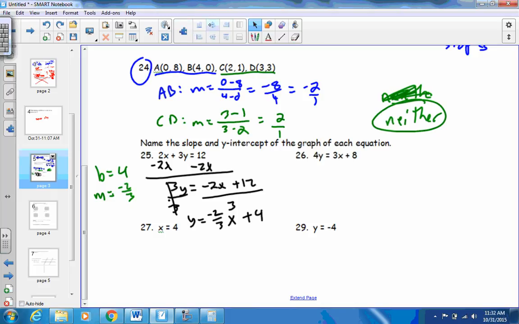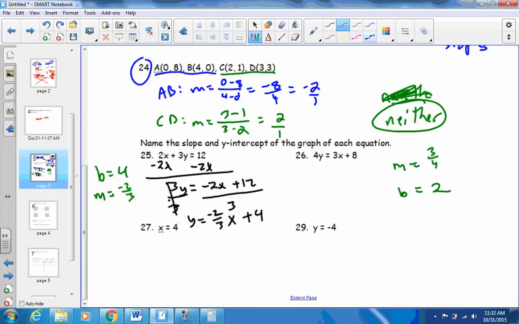So that would be how you do it similarly for number 26. If you were to do that, you'd find that the slope is going to be 3/4. The y-intercept is going to be 2, in case you want to check that. 27 and 28 are slightly different. I would consider graphing it just to picture it.